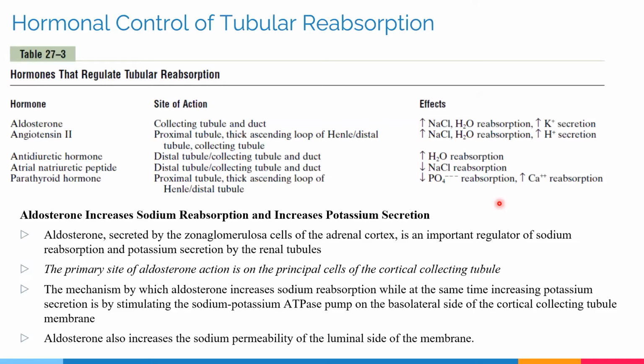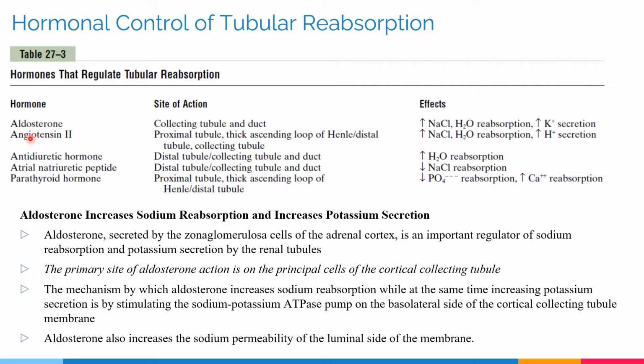After we have looked into the various reabsorption and secretion characteristics of various portions of the nephron, we now move into how the tubular reabsorption is controlled, especially by the hormonal system. Here we have a table in which different hormones and their effect on reabsorption are stated.